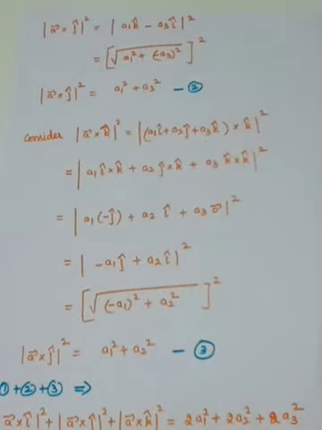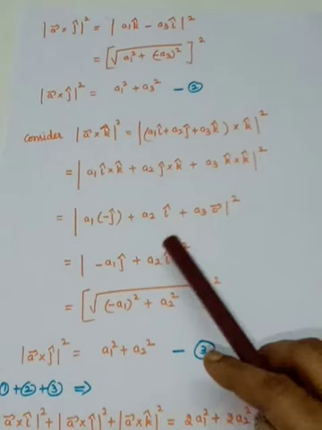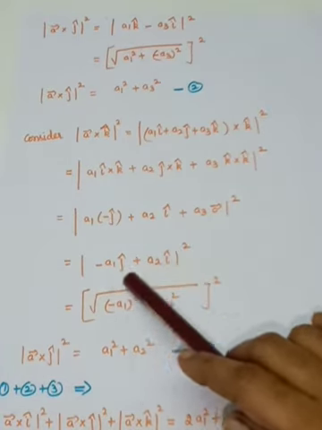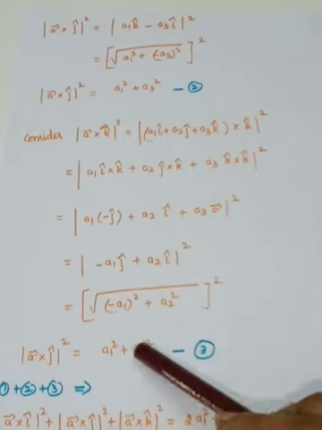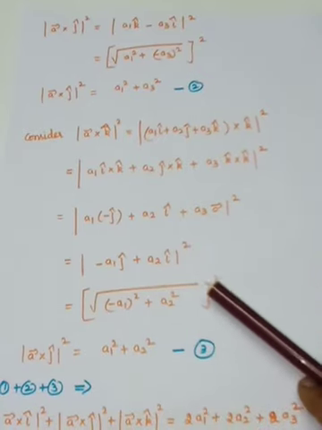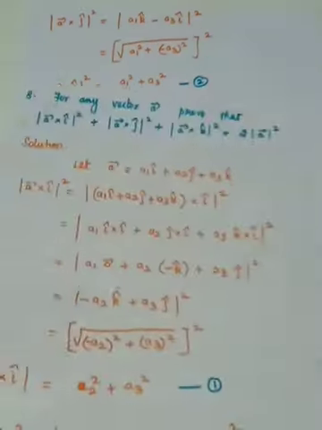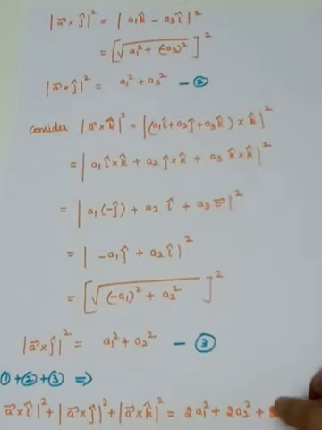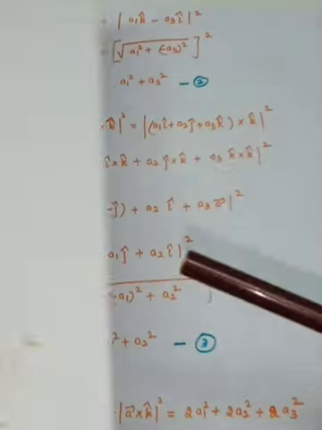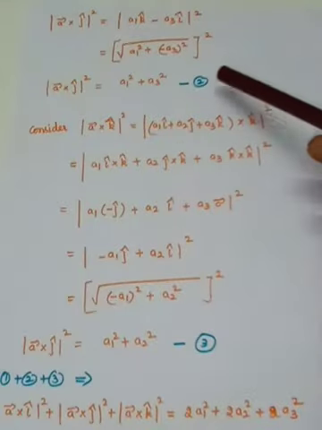Substitute in the place of a vector as a1 i cap plus a2 j cap plus a3 k cap. So you have to distribute. When you distribute, you will get this vector. Then you have to take the magnitude, and then take the square of it. So you will get a1 square plus a2 square. So in this problem, what do we have to prove? We have to add all the three terms. So just add the results of the first one, second one and third one.